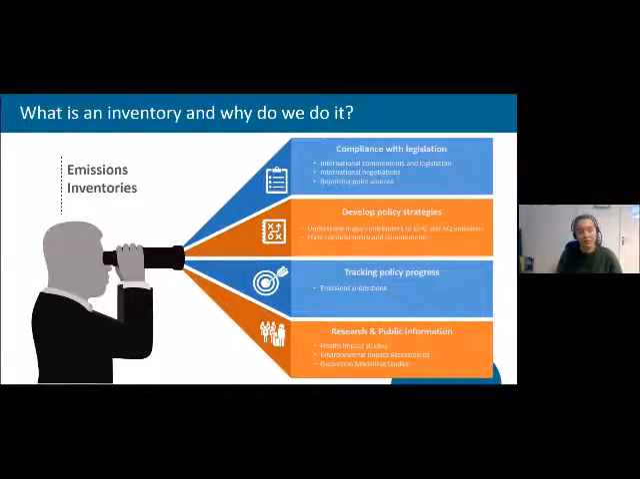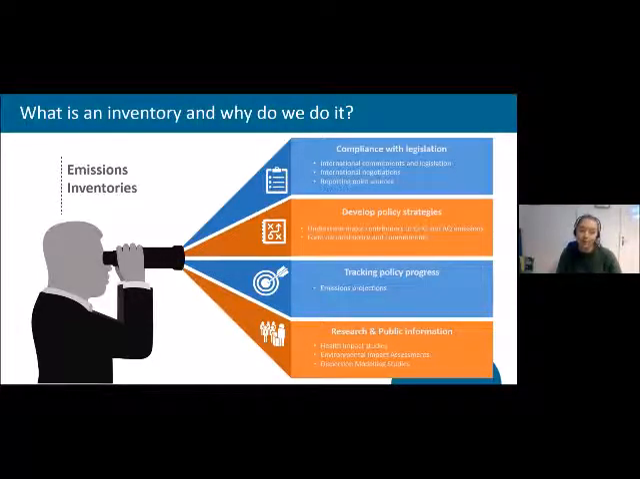There are requirements where a country has to report, normally annually. It can also be really helpful to develop policy strategies. Once you know what your emissions are and what the biggest sources are, it helps to tailor what your policy should be. You want to target the largest sources, and this can help to form policy strategies and action plans.